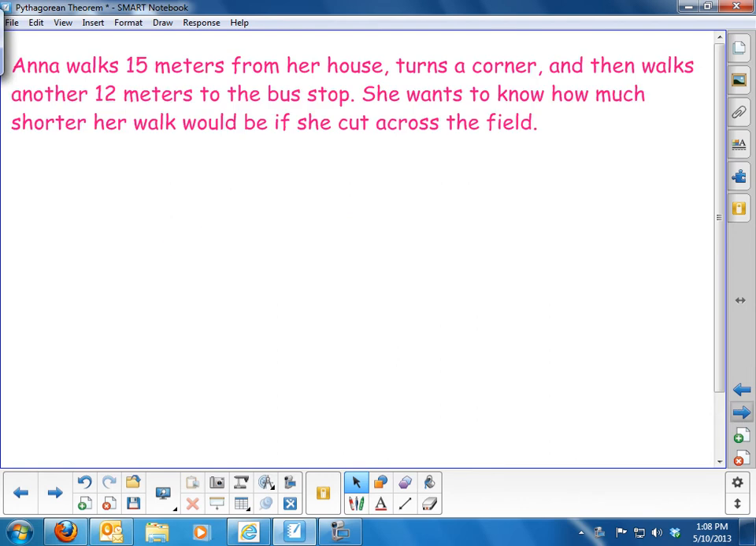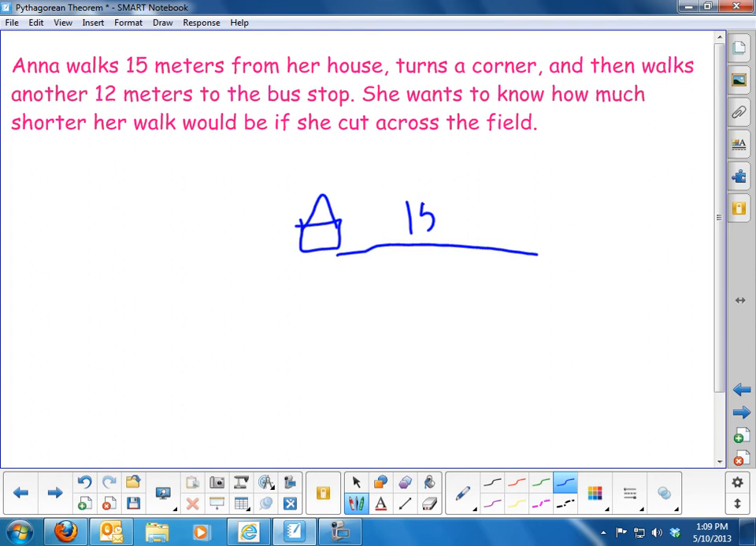So let's take this word problem here. Anna walks 15 meters from her house, turns a corner, and then walks another 12 meters to the bus stop. She wants to know how much shorter her walk would be if she cut across the field. So she's walking 15 meters. If this is where her house is, my lovely house, she's going to walk 15 meters, and then she's going to turn a corner, 90-degree turn, and then she's going to walk 12 meters. We want to know how much further or how much shorter would it be if she just cut straight across right there. So this is Pythagorean theorem.